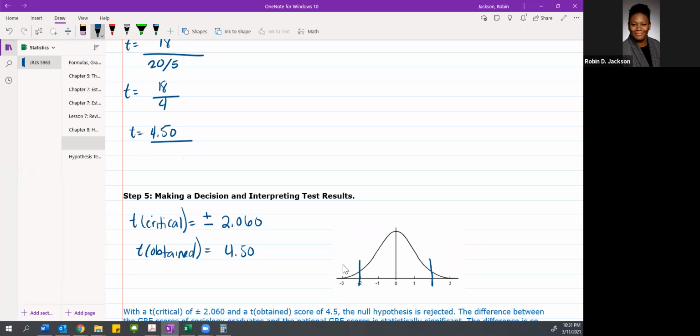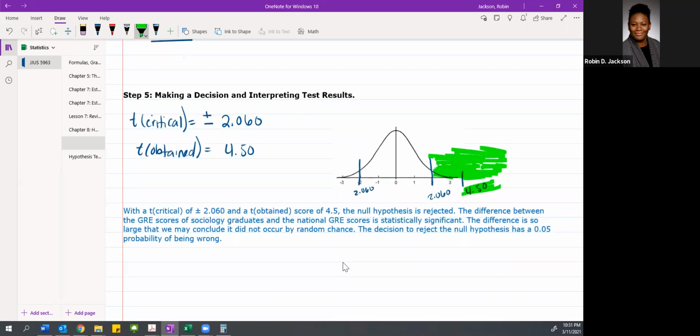So our T critical is at right around 2, so plus or minus 2.060. And our T obtained is going to be 4.50, which is going to be out here somewhere. Because it's not plus or minus, your T obtained is just the number. We know that it's on this side and it is beyond, because remember, anything beyond this number, all the way out here, that's your critical region. And the 4.50 falls in the critical region.